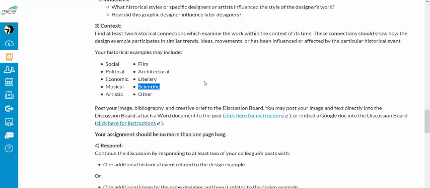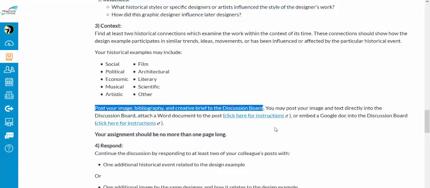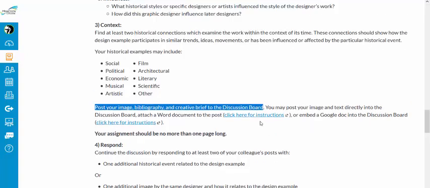And then you're going to post your image and create a brief to the discussion board. There are some various examples of how you can do that. And your assignment doesn't need to be more than 1 page long, just something brief, but include as many of the guidelines as you can.